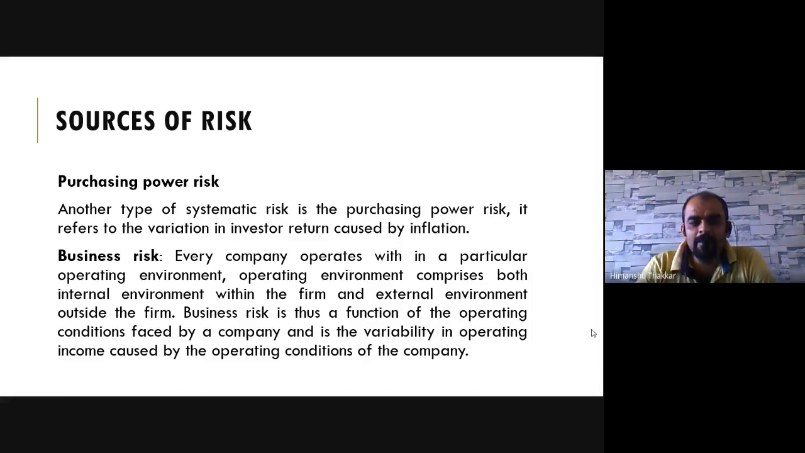Okay. Then comes business risk. Every company operates within a particular operating environment. An operating environment comprises both the internal environment within the firm and the external environment outside the firm. So business risk is thus a function of the operating conditions faced by the company, and is the variability in the operating income caused by the operating conditions of the company.